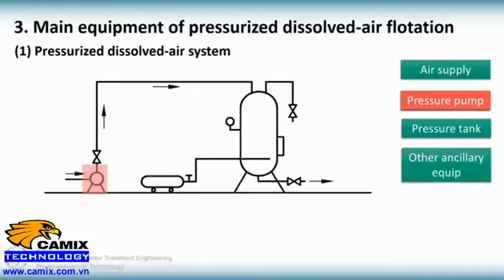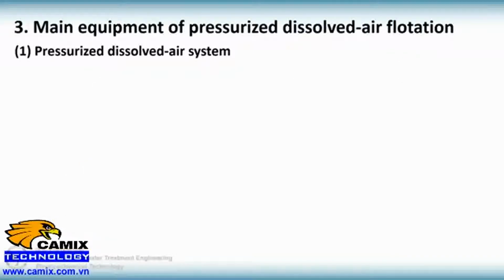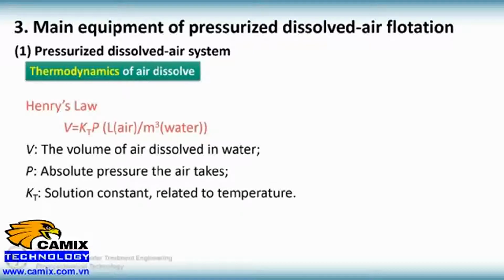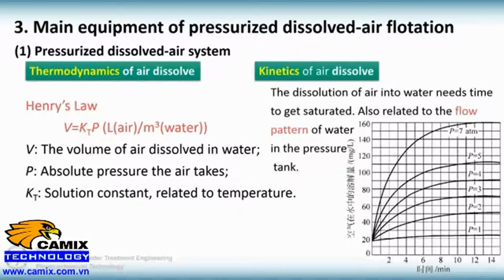The pressure of the pump determines the solubility of air in water. The dissolution of air into water follows Henry's law. We can calculate it by this equation. The volume of air dissolved in water V is proportional to the absolute pressure on the air. But the dissolution takes time to get saturated and is related to the flow of water in the air drum. This figure shows the correlation among the amount of dissolved air, air pressure, and time. The retention time of air in air drum is often 2 to 4 minutes.